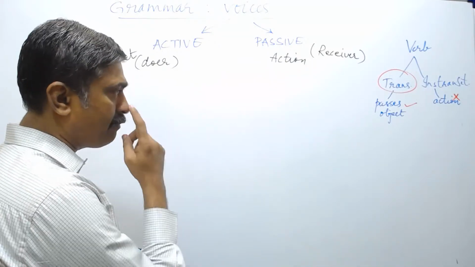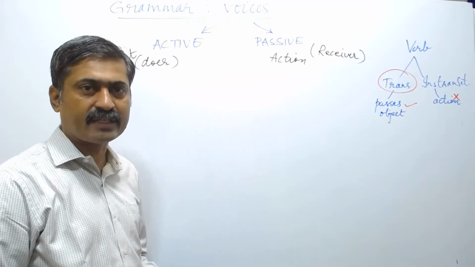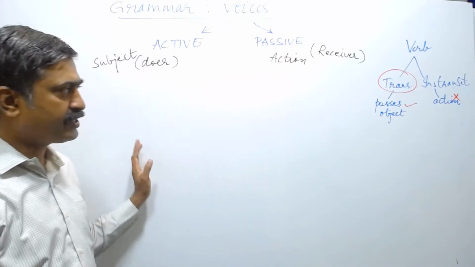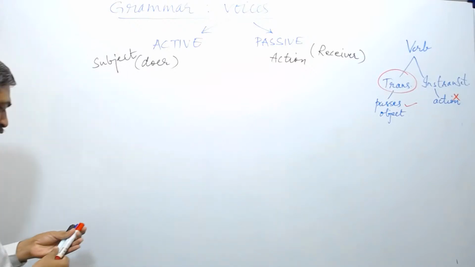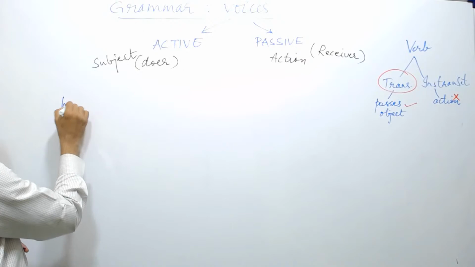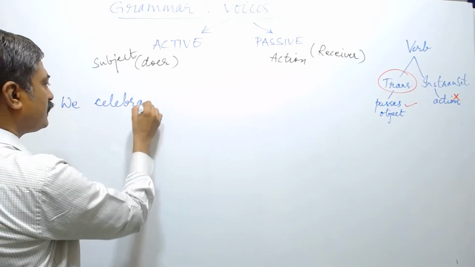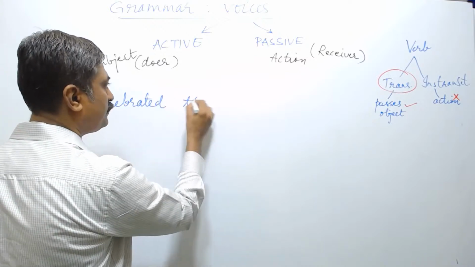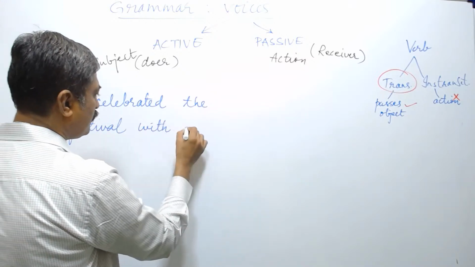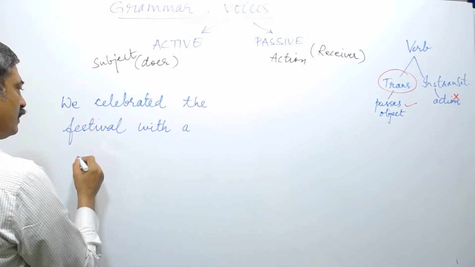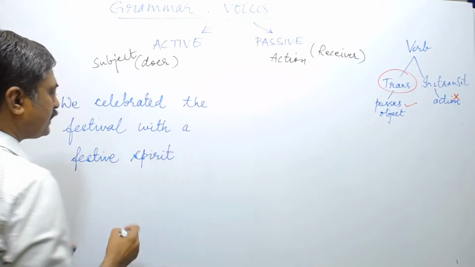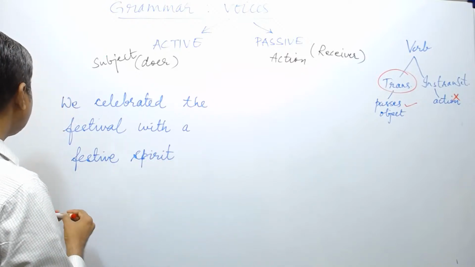Last time we just had a sample sentence. I think we used the present tense in the first three forms: simple present, present continuous, and present perfect. So today we shall see the other parts of the sentences also, right? So let us start with a statement like this: we celebrated the festival with a festive spirit.